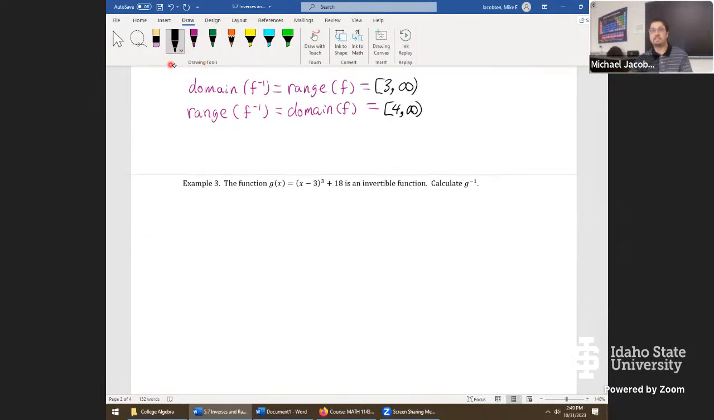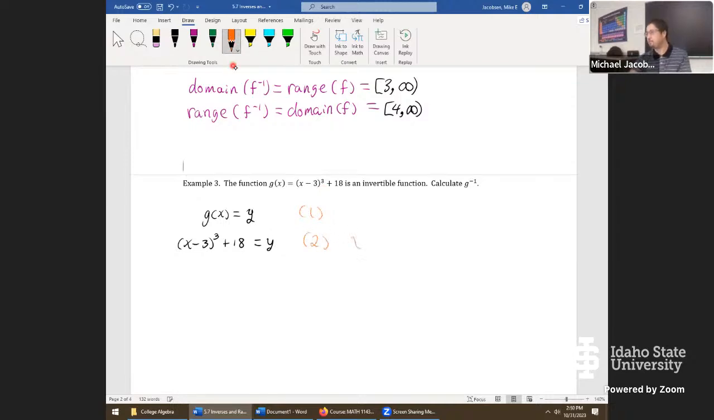We can start off by really the same kind of thing as before. Write g of x equals y. All this is pretty much my step 1 here. Next, substitute inside g of x the given function, which is (x minus 3) cubed plus 18, set equal to y. So that's our step one.